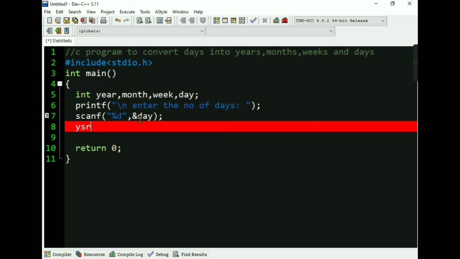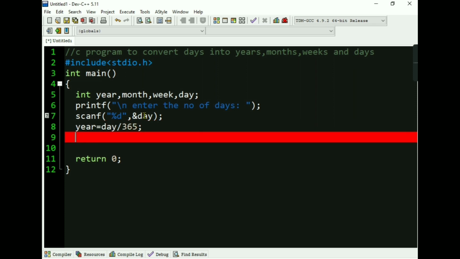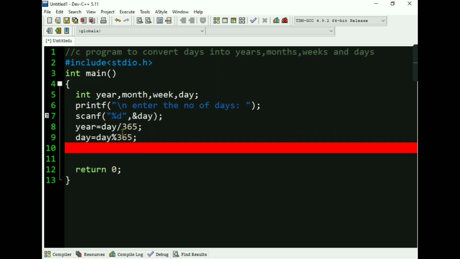For that, we will keep it in the year variable. year equals day divided by 365. This will calculate the number of years that is contained in the day variable. Okay, now we have to exclude the year from the day because we have already calculated the year, right? So to exclude the number of days, we have to calculate the remainder, right? So now we'll free the number of days from the year. For that, we will write day equals day modulus 365.